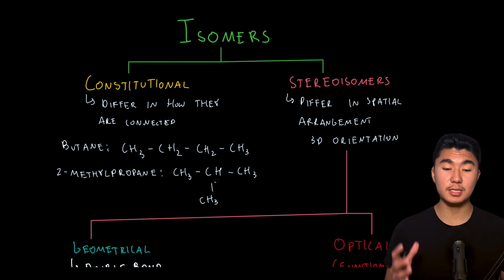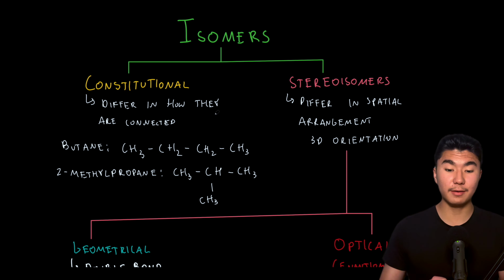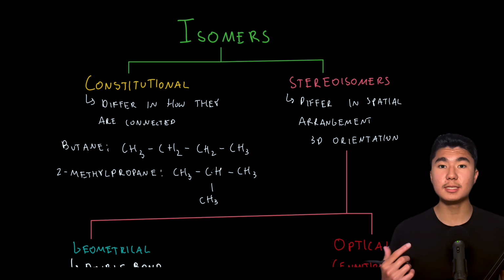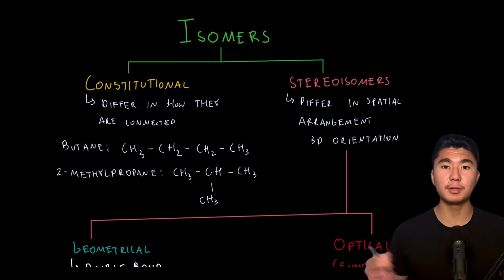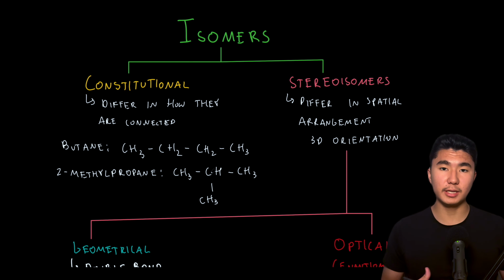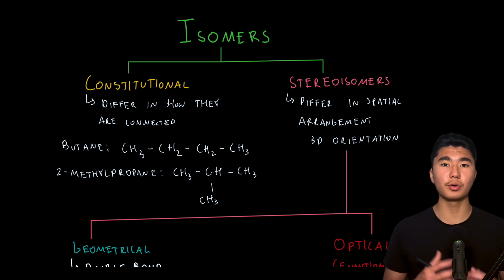So just to summarize, the constitutional isomers are going to be ones that have different connections. So they might have different bonds with different atoms in our molecule, whereas stereoisomers have the exact same connections, pretty much the same bonds, but they differ in their orientation or their position. So hopefully that helps you guys understand isomers, because this is a really big part to understand organic chemistry.